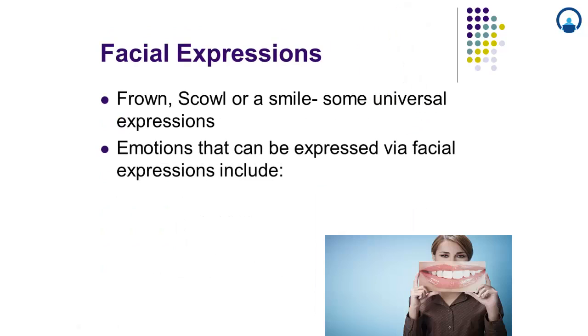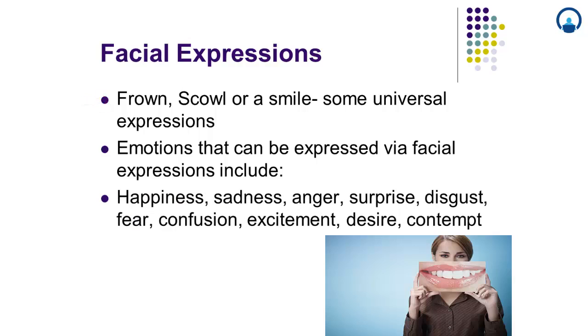Moving forward, something that we discussed earlier: frowning, which is also known as scowling, a particular position of our eyebrows. It shows a different kind of emotion. It is a universal expression. It shows that you're tense about something or you do not like a certain thing. A frown sometimes also shows that you are deeply thinking over a matter. The different emotions that can be expressed through facial expression include happiness, anger, sadness, surprise, disgust, fear, confusion, excitement, desire, and also contempt.